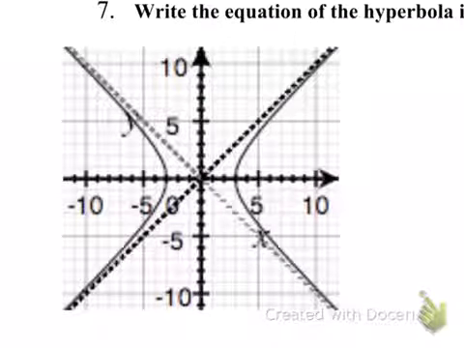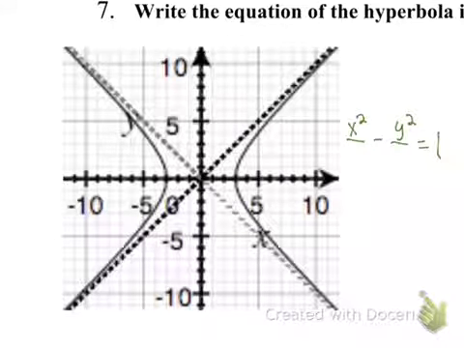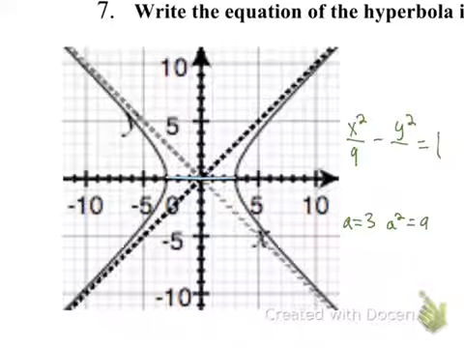We're given the hyperbola. Now I need to write my equation with what's given. Well, my vertices are easy. I know it's going to be horizontal. My vertices are on the x-axis, so x squared comes first. I can also count and see that my vertices are at (3, 0) and (-3, 0), so a is 3, so a squared is 9.